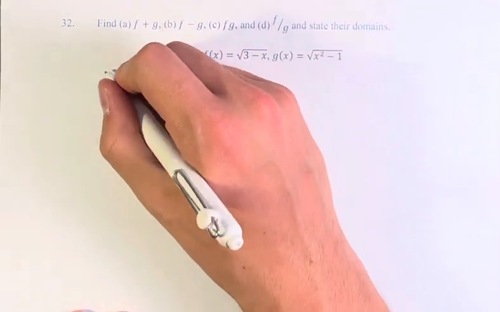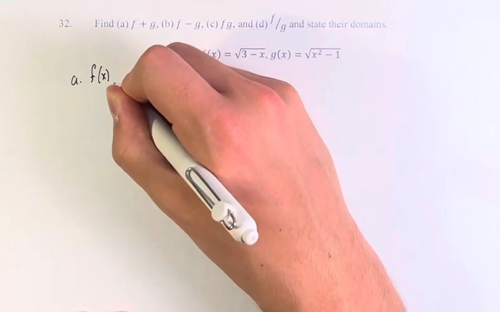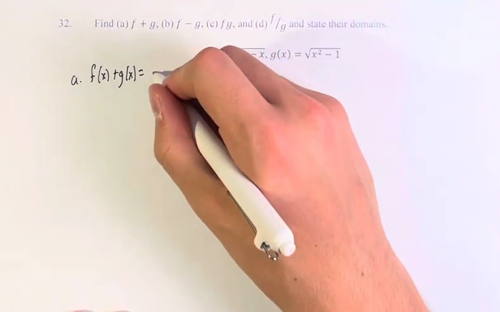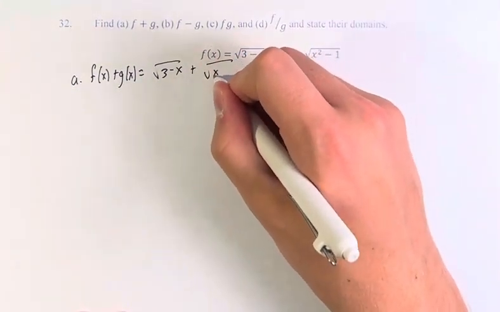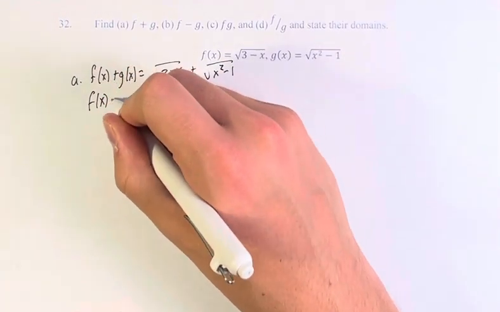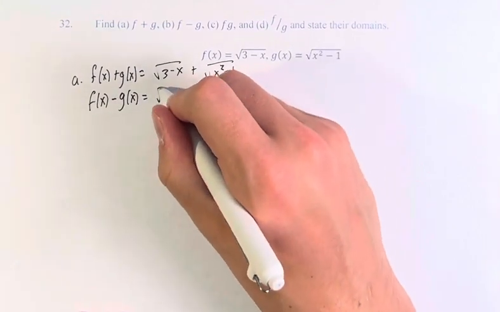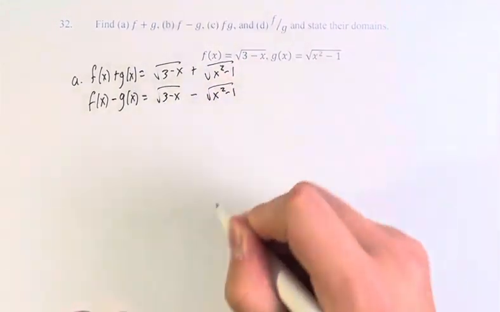So the first thing we have is f plus g. F of x plus g of x is just these two square roots added together. And there's no like terms that can be added here, so we just have to leave it at that. Same thing with f of x minus g of x. This is equal to the square root of 3 minus x minus the square root of x squared minus 1.